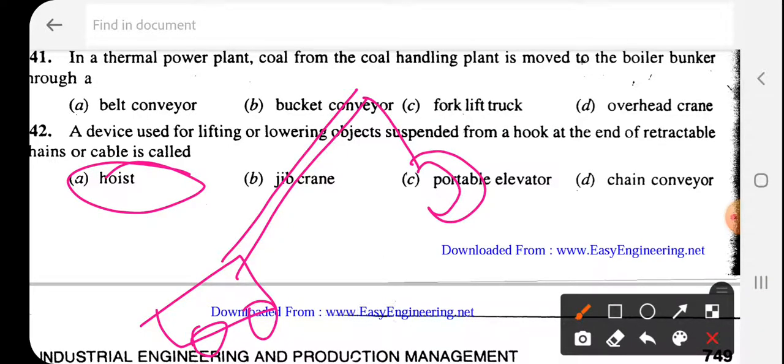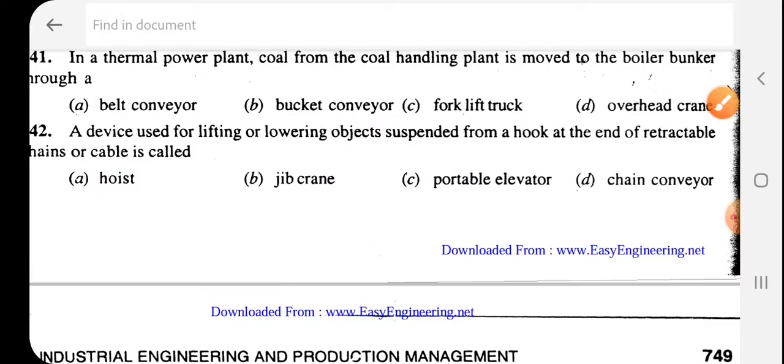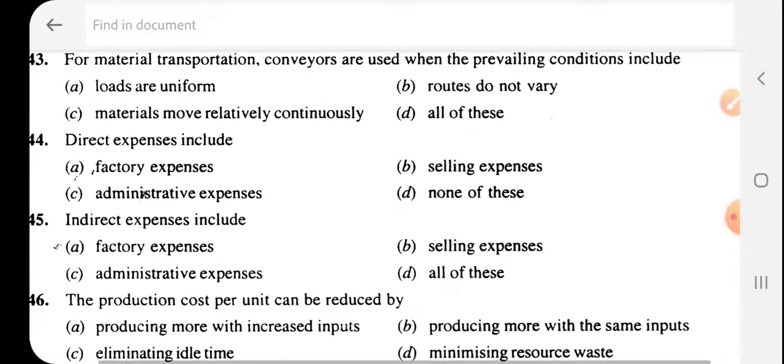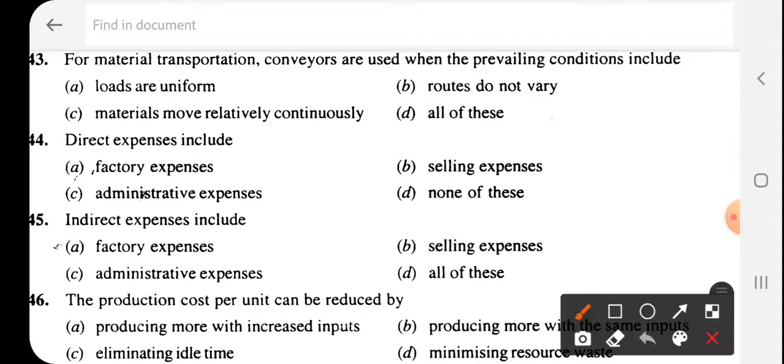Okay, so this will be host, we call as a host. A material transportation conveyors are used when the prevailing conditions include. So 143 is D, all of the above. That is, loads are uniform, routes do not vary, material moves relatively continuously.